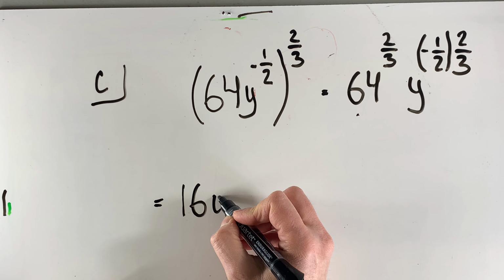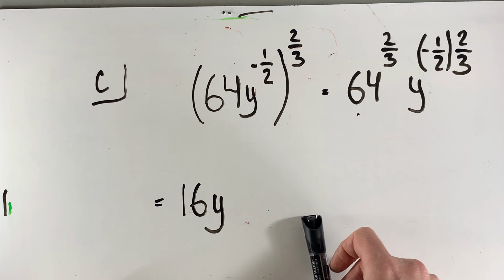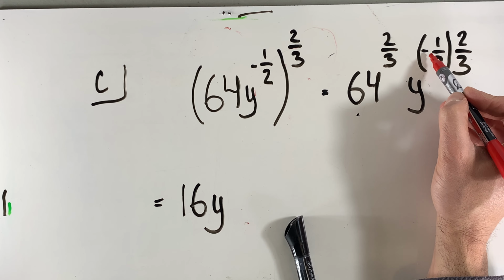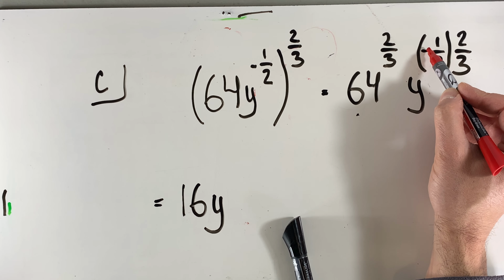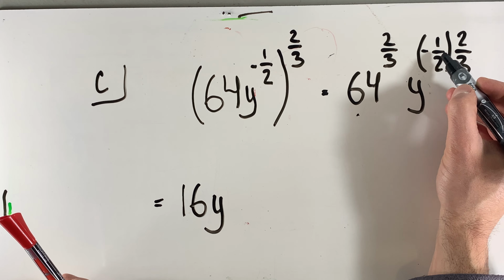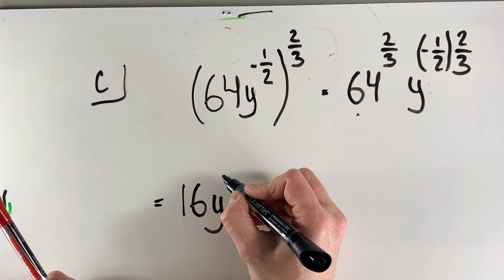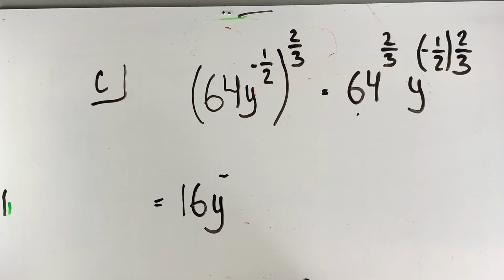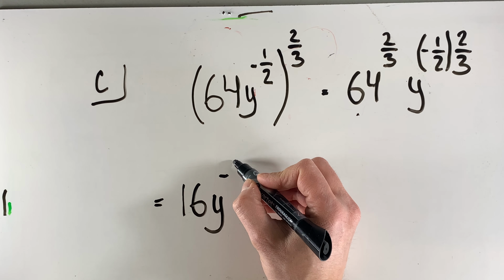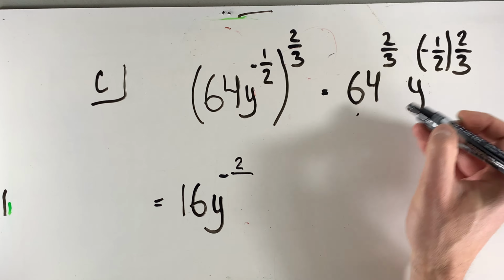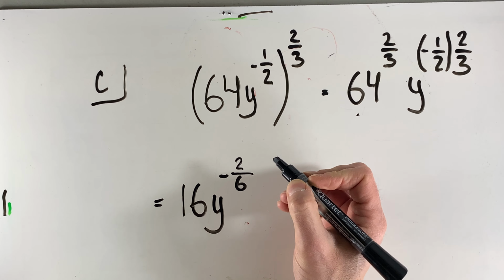And then it's going to be y. And now what I'm going to do is treat the negative sign, which has to be in there. So it's going to be a negative fraction times a positive fraction. That's going to be a negative answer. 1 times 2 is 2, and then 2 times 3 is 6.